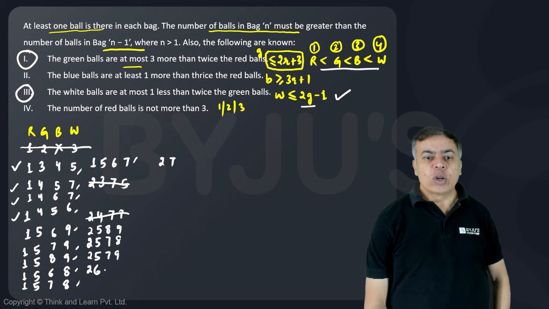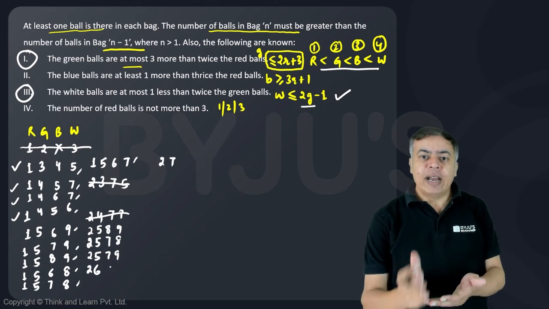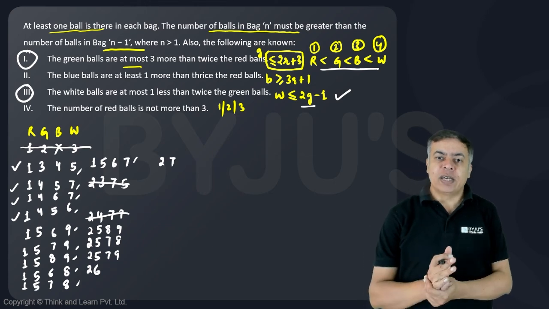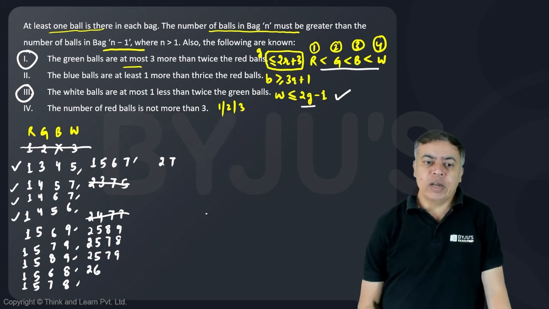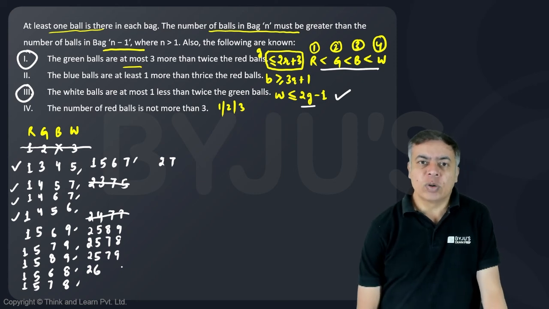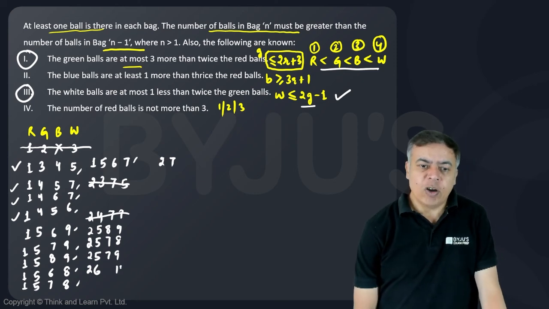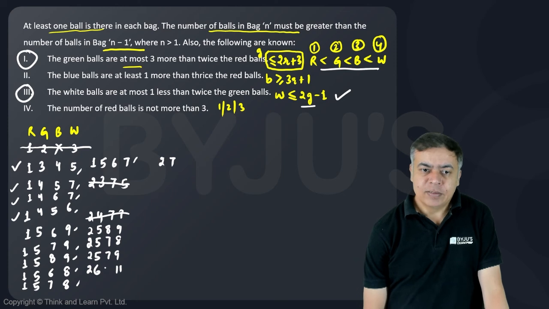Right? If you take 2, 6. If green is 6, then white can be 6 into 2, 12, minus 1, 11. So less than or equal to 11. White can be less than or equal to 11. But here I know that blue can be greater than 7. So if I take the 11 case, here 7 to 10 is possible. So 7, 8, 9 and 10 are possible. So here I have 4 cases.